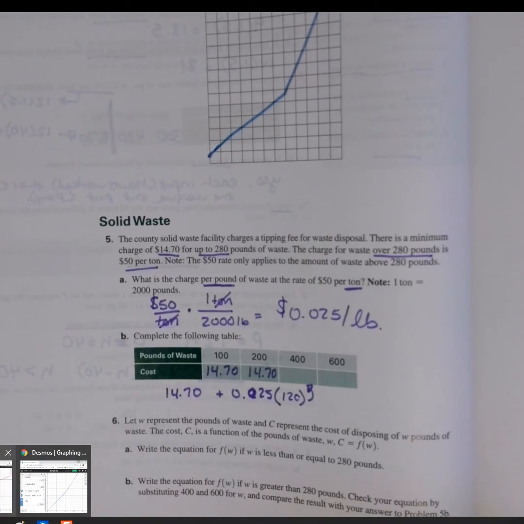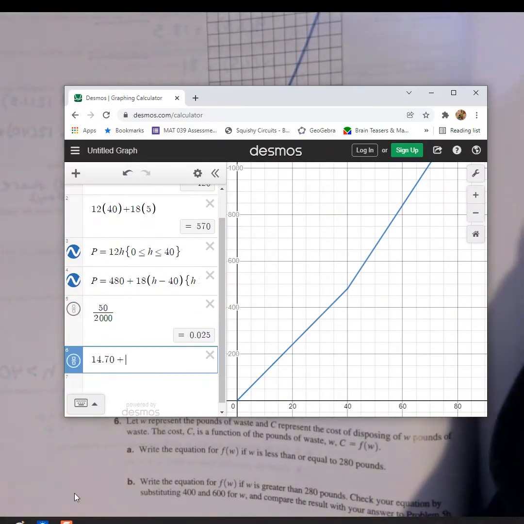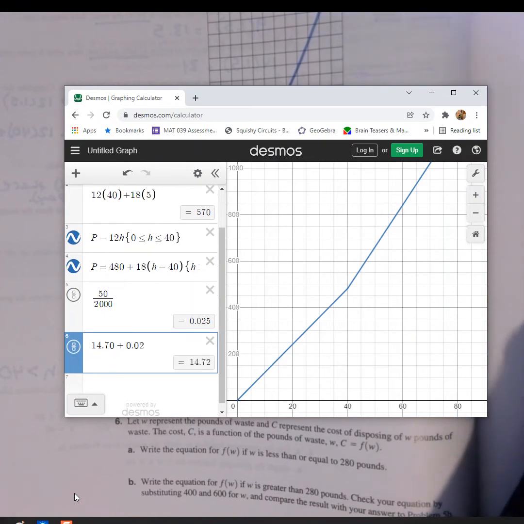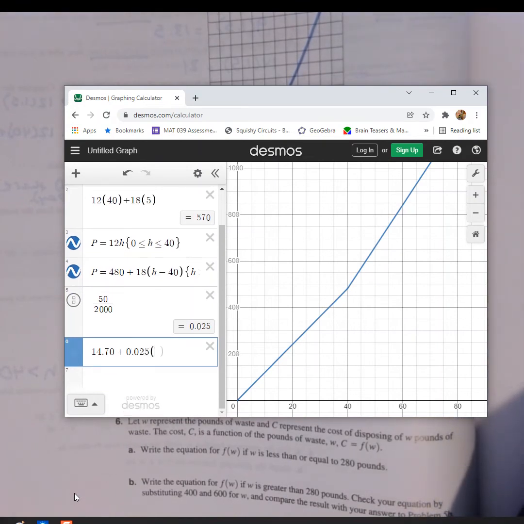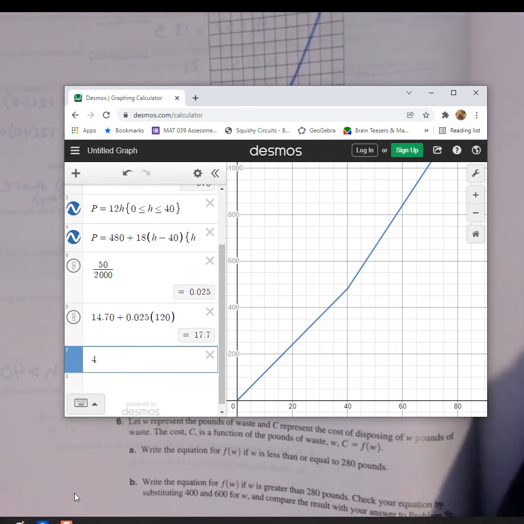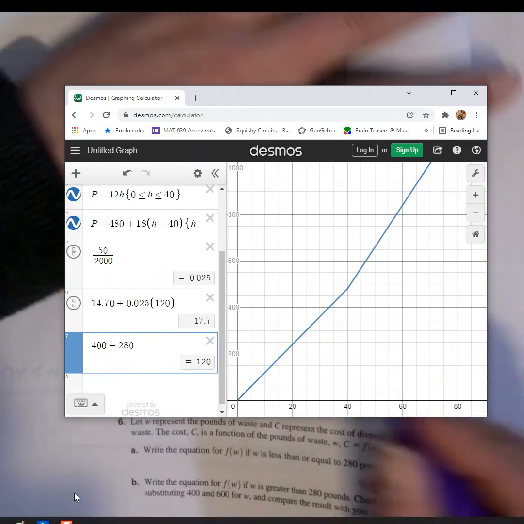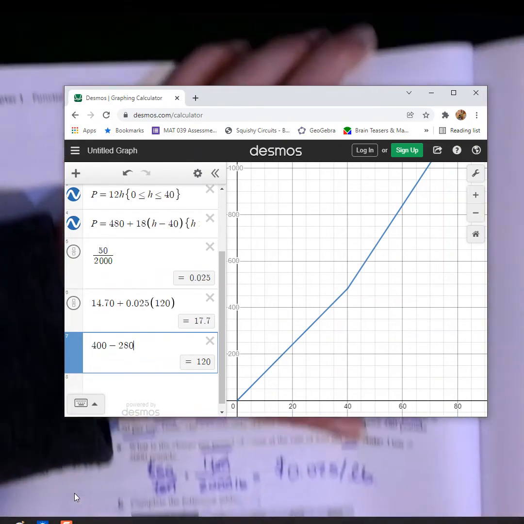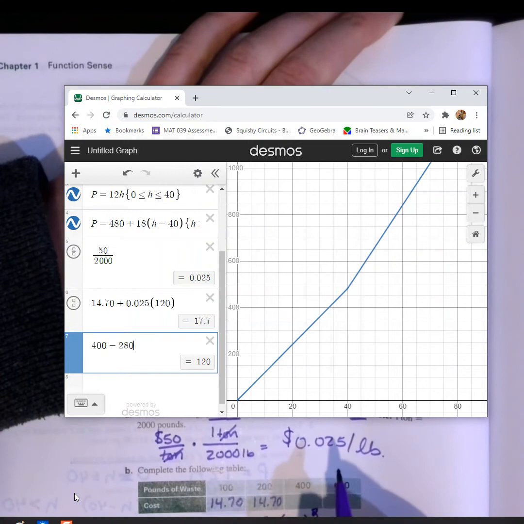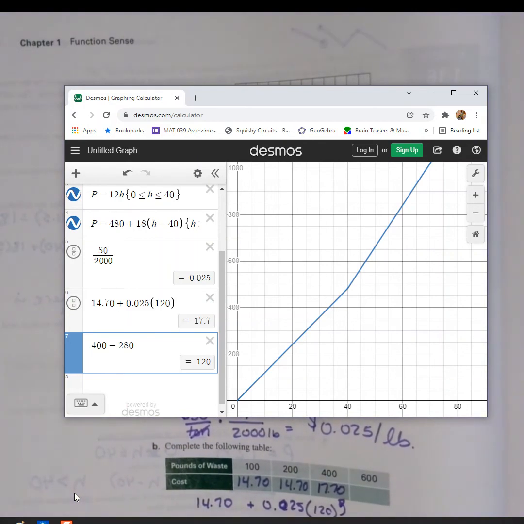All right, so back over in our decimals window, we're going to take our 14.70 and add on 0.025 times, we said, 120. And just to confirm that number, that was our 400 minus our 280. That's where the 120 came from. So for the 400, we have $17.70. Okay, so this should seem reasonable. It's a few dollars extra to remove 400 pounds.